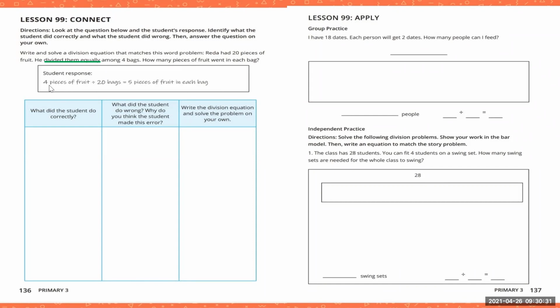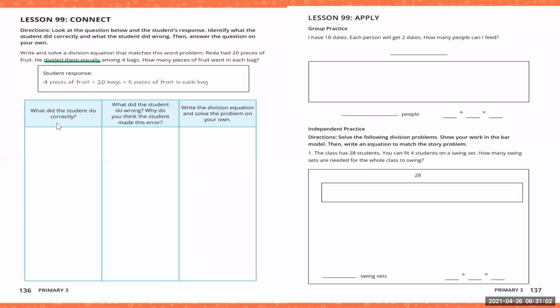Here we have 4 bags. The student's answer: he wrote 4 divided by 20 equals 5. Is it correct? Can I write 4 divided by 20? Can I put 4 first? Great, excellent.